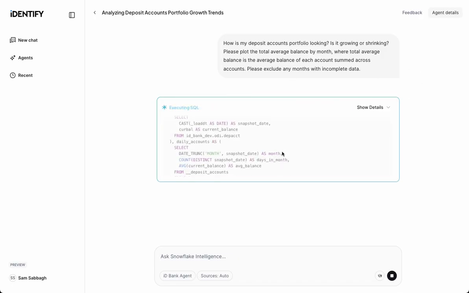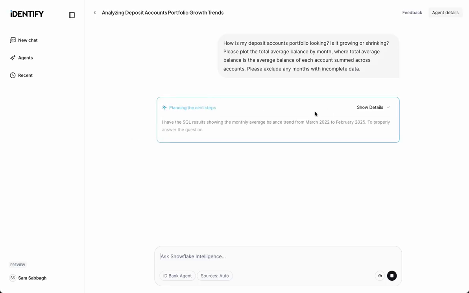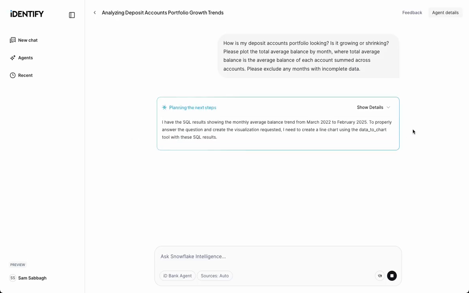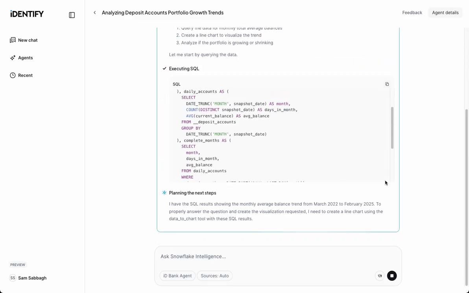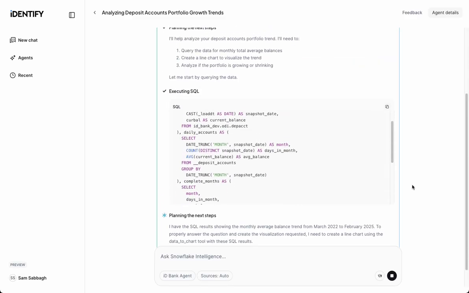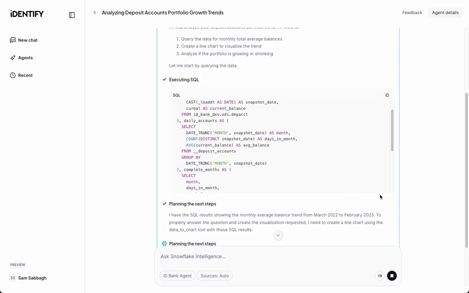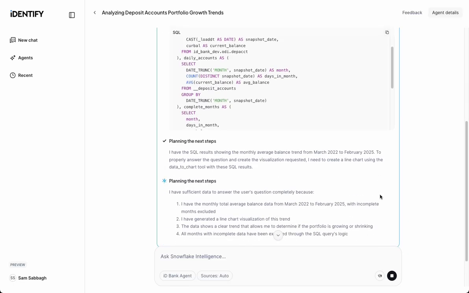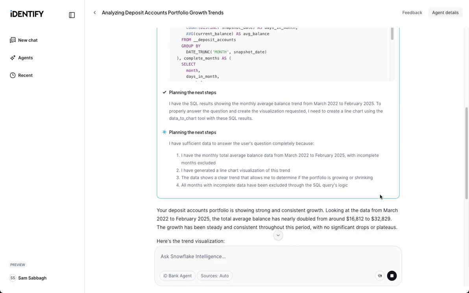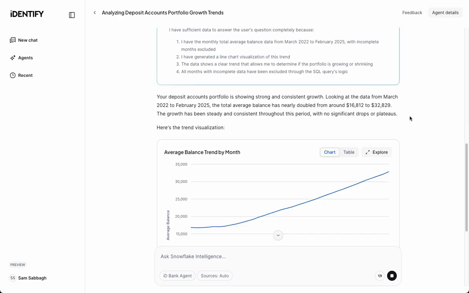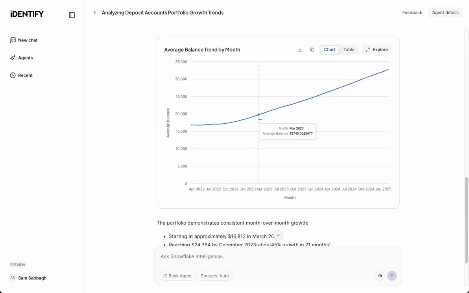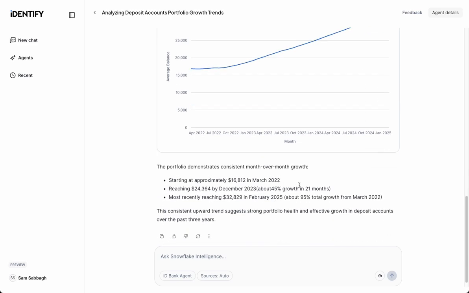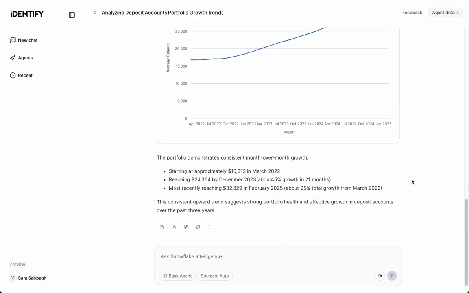So you can see it's thinking. And if you look at what's going on in here, you can see its line of thinking and make sure that it's interpreting your question correctly. And it comes up with a query. Here we go. So here's our results. We can see our portfolio is growing, and it has some comments about that and the rate of growth.